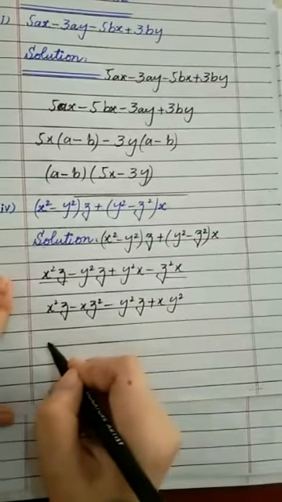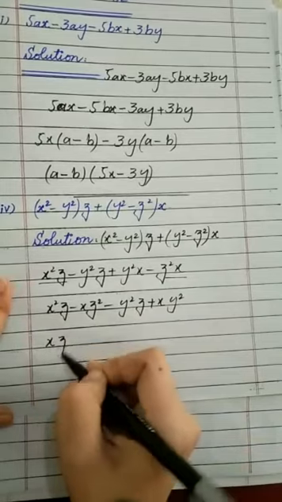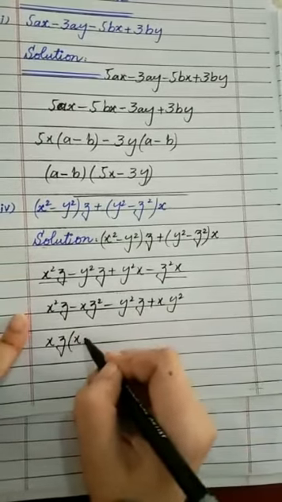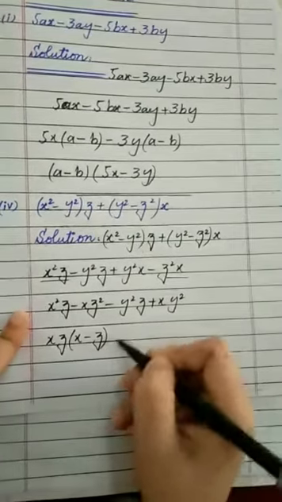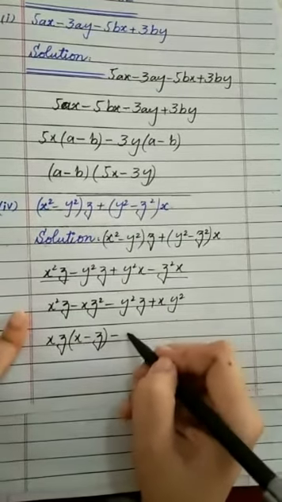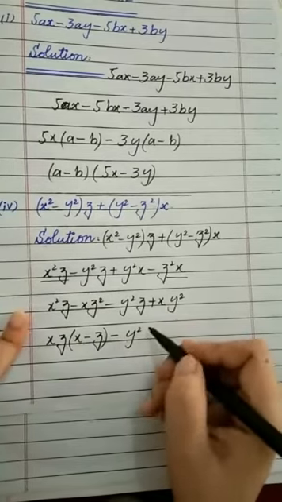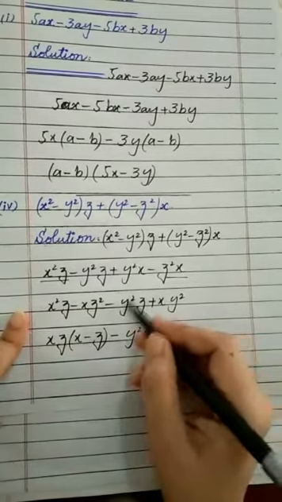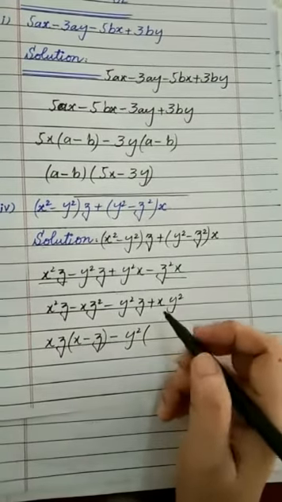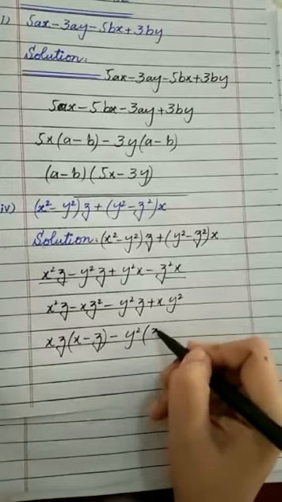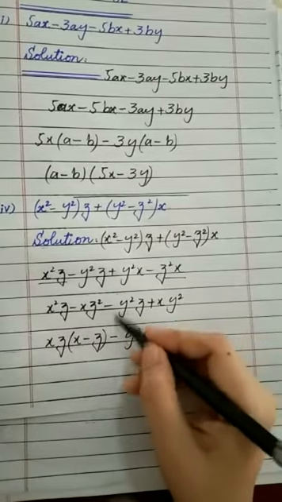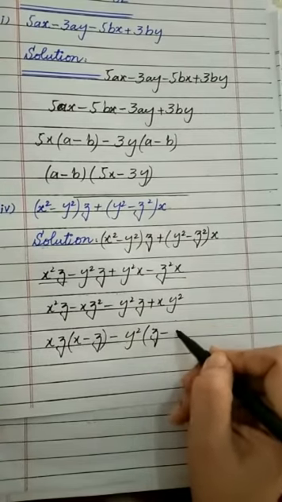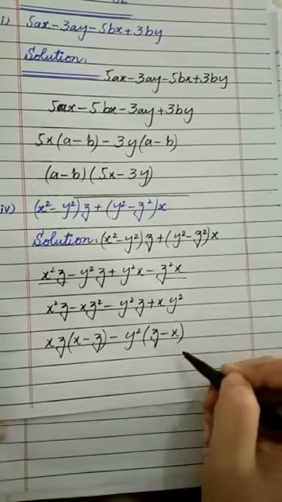Now what is common here? Here xz is common. Inside value is, because x we have taken common, x minus z is here, minus y square is taken common, and what is left here will be z, because negative sign is taken common, so here will be negative x.